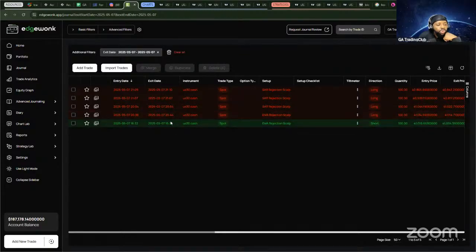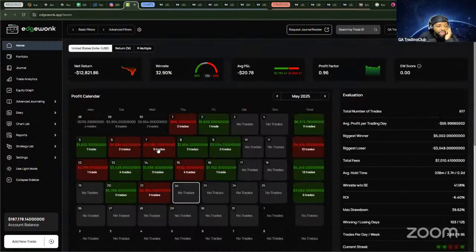I ended up with three. So remember, I cut myself off at three back-to-back losses. So I had a win with an EMA rejection scalp in the morning. Then I had a loss for an EMA rejection scalp. So at this point, I came back to break even for the day. Then I had three back-to-back losses based off of an SAR rejection scalp. And you can see the losses here were pretty heavy. I should have only lost 6K, but I ended up losing 7K because of slippage, because of the price action.